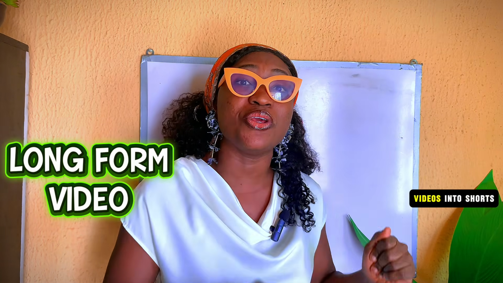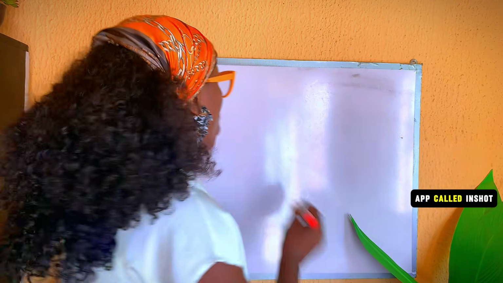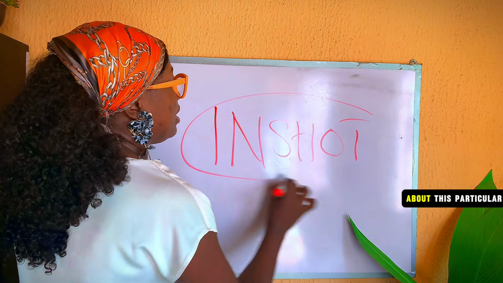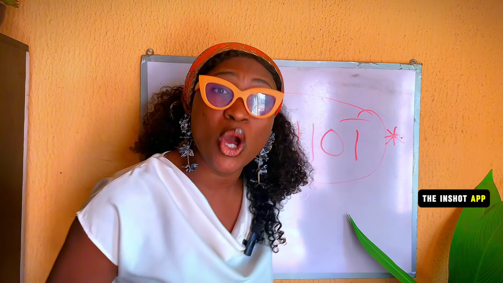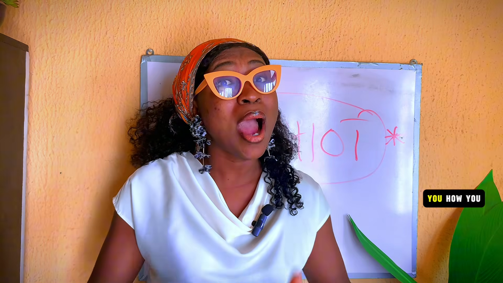First things first, we are going to be converting our long form videos into shorts, and I'm going to show you how to do that. We're going to be using this app called InShorts. If you've been following my videos, you will know that I've talked about this particular app severally. So we're going to be using the InShorts app to be able to convert our long form videos into short videos. So let's do that quickly, and after that I will show you how you can use your shorts to get more views to your channel. So if this video is something you really want, sit down, relax and watch this video. So let's just go straight into the video.